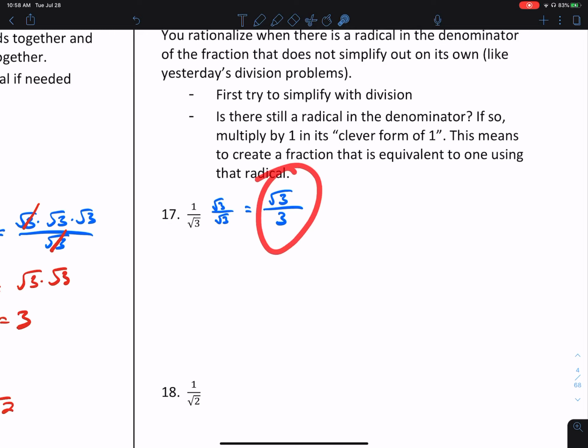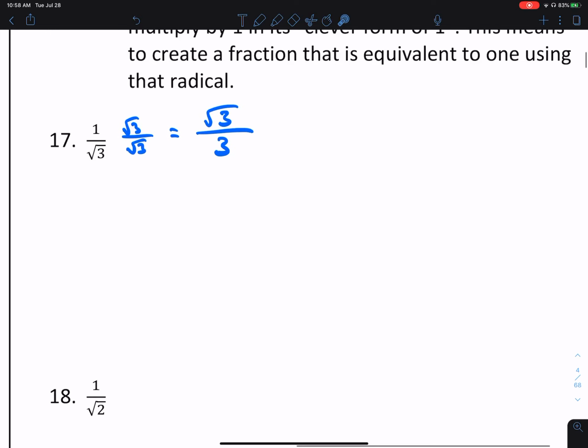Can this be simplified? No, because the 3 is inside the radical on the top, and on the denominator, the 3 isn't inside a radical. And this radical is all the way simplified. We are done with this problem.